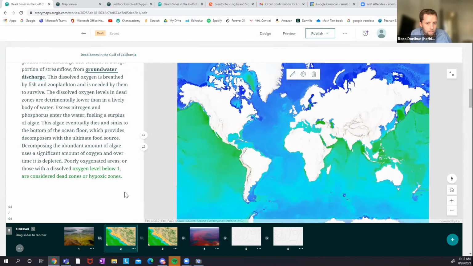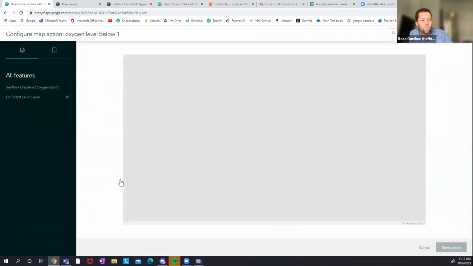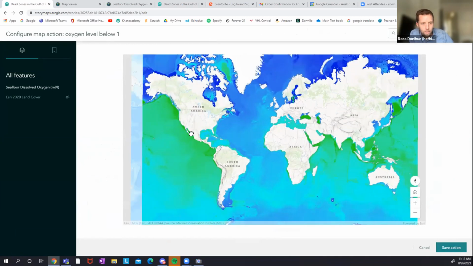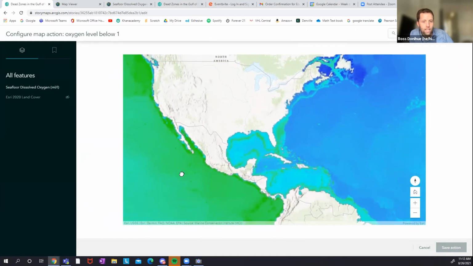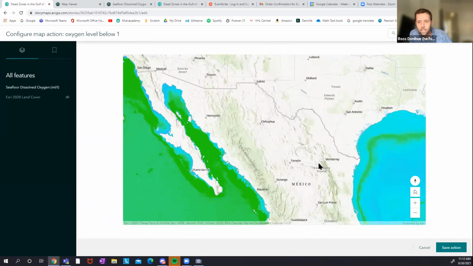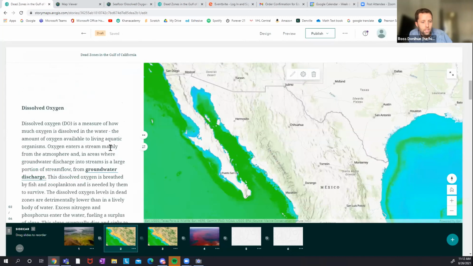Yeah, perfect. So you have this map choreography as you scroll. But if you highlight some text here, just highlight that oxygen level below 1, see how there's that lightning bolt? Yeah. So click that. That enables something called map actions. And what you'll do is zoom in on the map to, let's say, California. And anytime somebody clicks on that text, it will zoom them into this location. So click Save Action. Now try clicking on that oxygen level below 1 text.